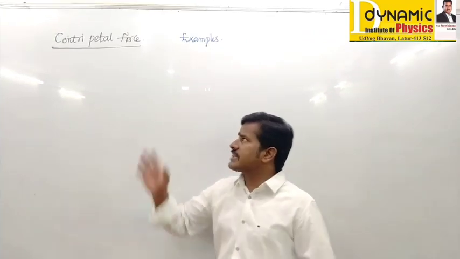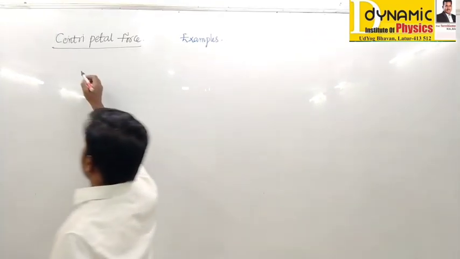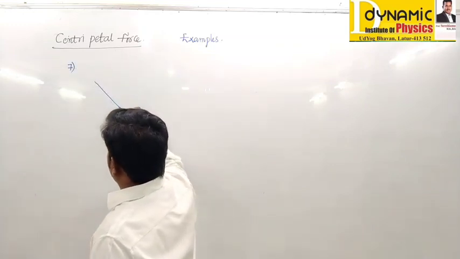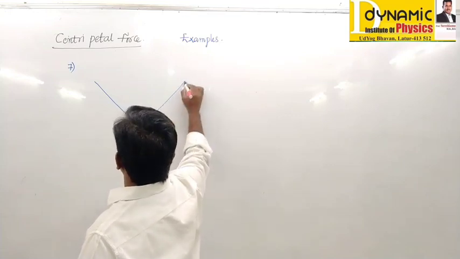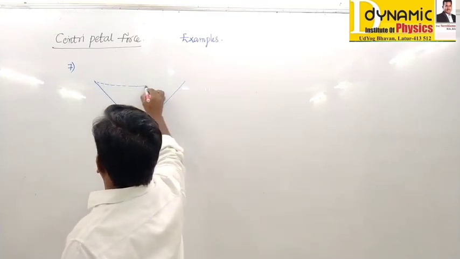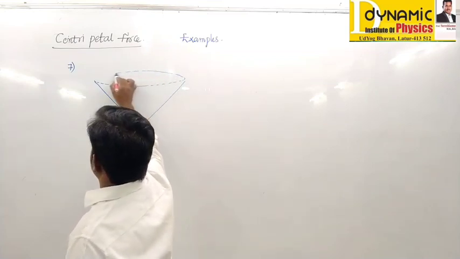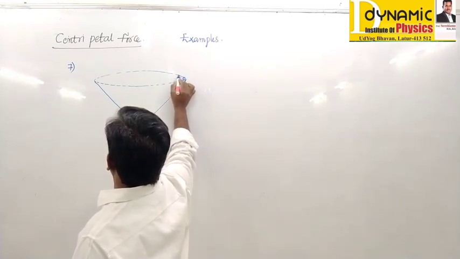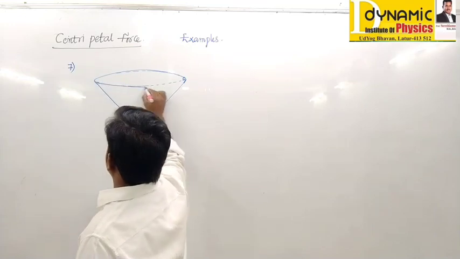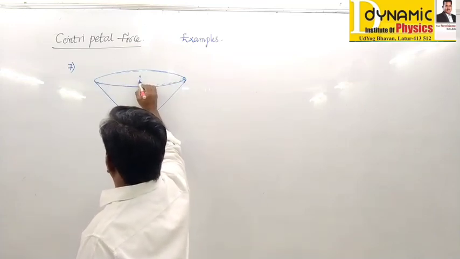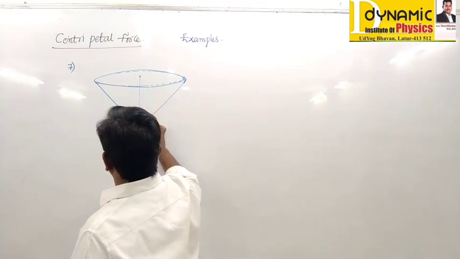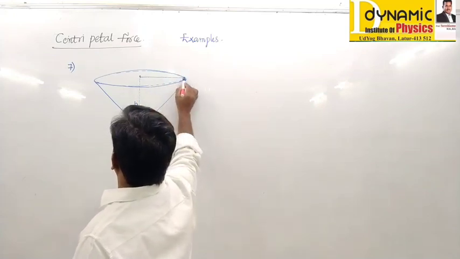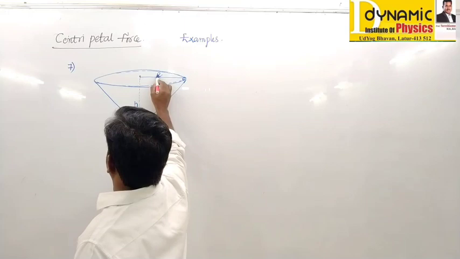The application of centripetal force: this is one cone. One body is revolving on the mouth of this cone. So this is the height of the cone, the cone height is h, and the maximum radius of the cone is r.